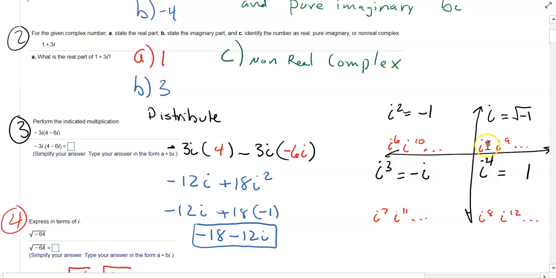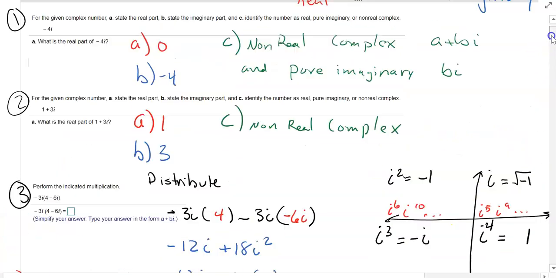Then we continue this process. So i to the 5th power is the same as i, i to the 6th power is the same as i squared, i to the 7th power is the same as i cubed, and i to the 8th power is the same as i to the 4th. And this pattern continues. And we will see this later on in the lesson.